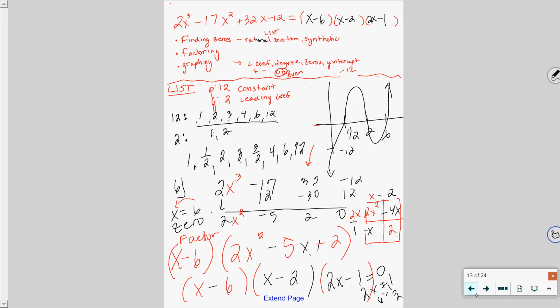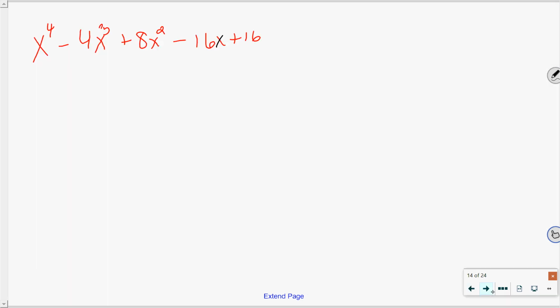This term right here. All right. Do the list. Factors of the constant over factors of the leading coefficient.